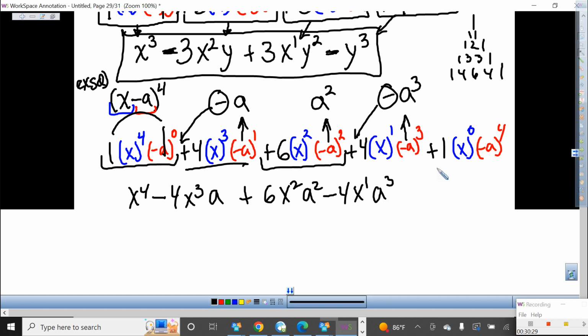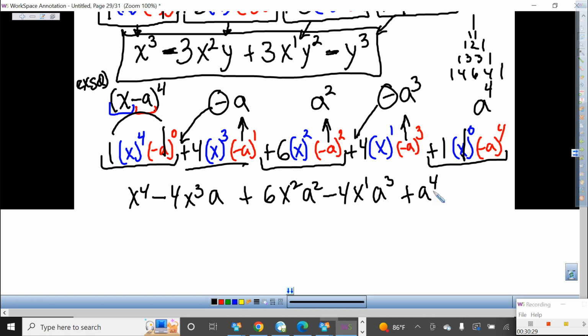And last but not least, what is negative a to the 4th power? It's an even number, so this is positive a to the 4th, yes? So, what is x to the 0? 1 times 1 times a to the 4th is positive a to the 4th.